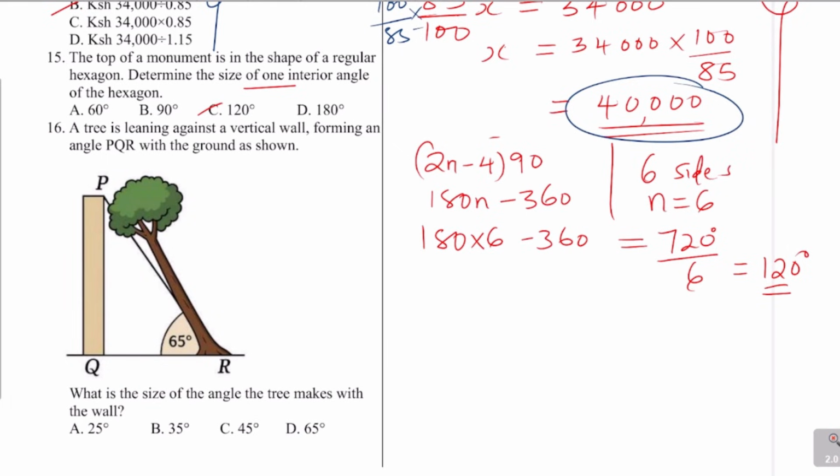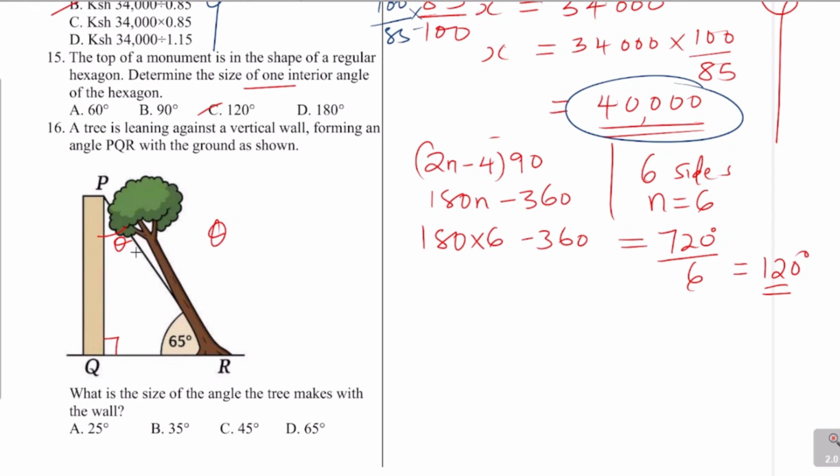A tree is leaning against a vertical wall, forming an angle PQR with the ground as shown. What is the size of the angle the tree makes with the wall? So this is the angle that we need to get. You know that this one is forming a right angle triangle, so this one is 90. And now you need to have the sum of all these three angles.